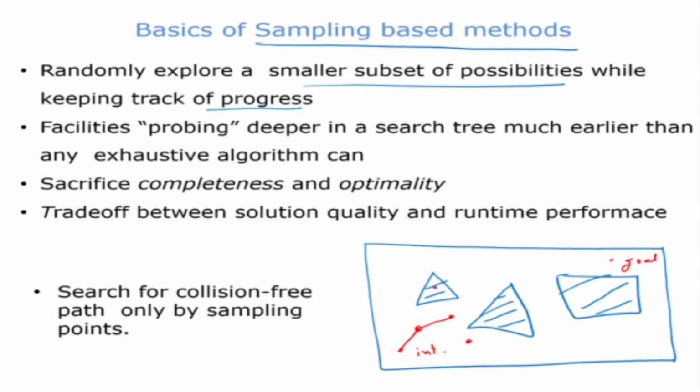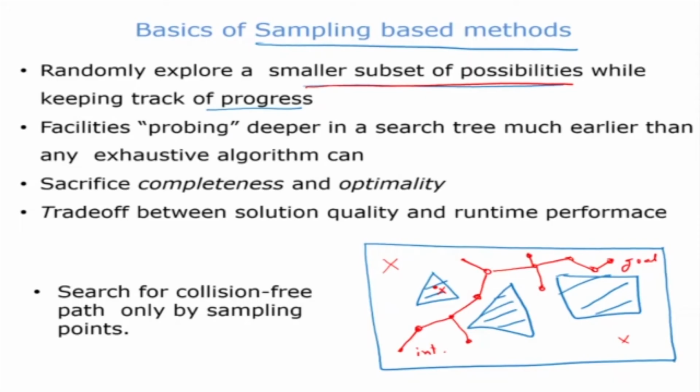A point is not possible inside the obstacle, so there is no point there. So I sample a few points, and then I make this network of paths. These are my sample points, and I can go from one point to another by sampling in this space. I have not gone here, I have not gone there. So I have randomly explored a smaller subset of possibilities. Now obviously it has to be directed, otherwise if it is completely random it can go in any direction. If you know the goal is in this direction, or the obstacle is on this side, then you can sample accordingly. We'll see this as we go along.